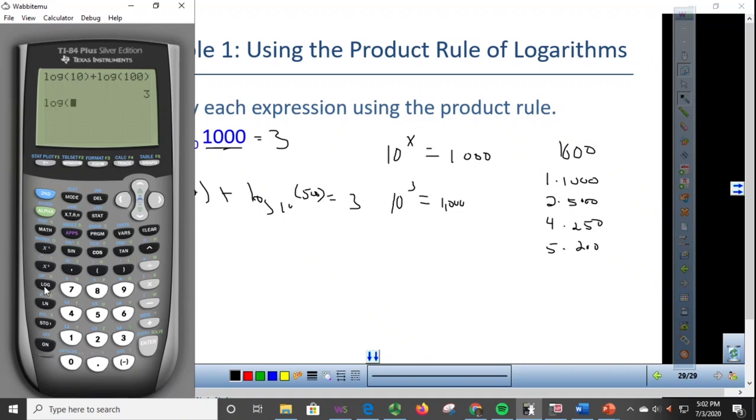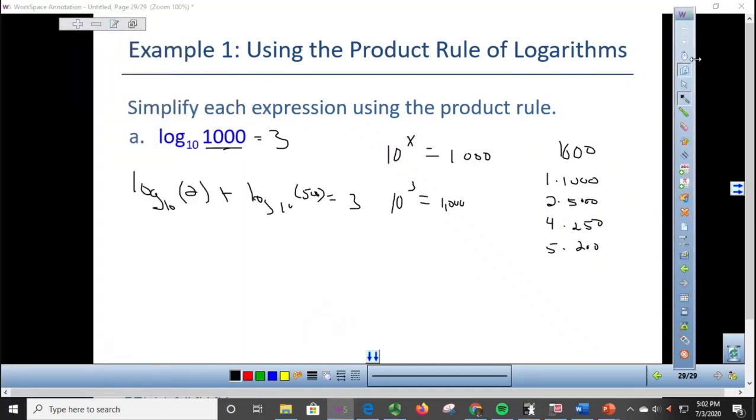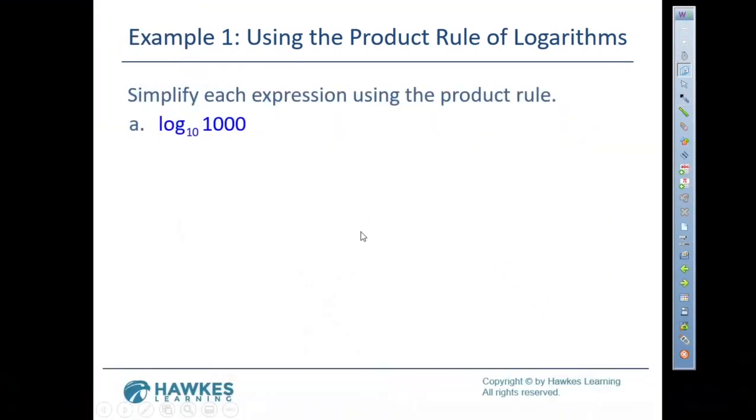But if we say log base 10 of 4 plus log base 10 of 250, 4 times 250 is still 1,000, right? So we still get 3. And it doesn't matter which one of these combinations we break this down to. All right, so again, this is our product rule.